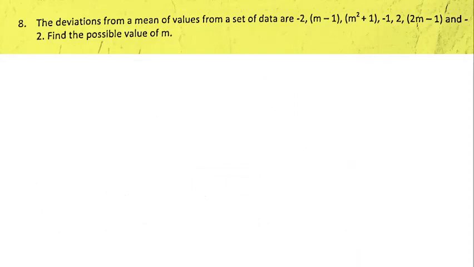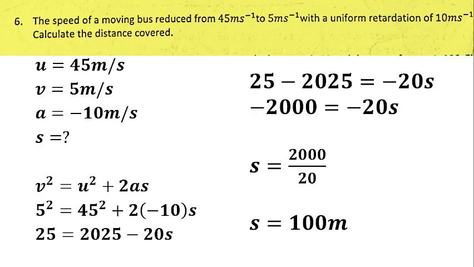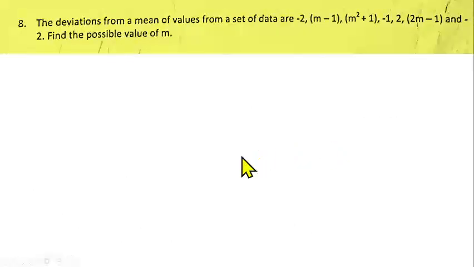Question number 8 is from statistics as well. The deviations from the mean of values from a set of data are minus 2, m minus 1, m squared plus 1, minus 1, 2, 2m minus 1, and minus 2. Find the value of m. Like I said, it's from statistics.